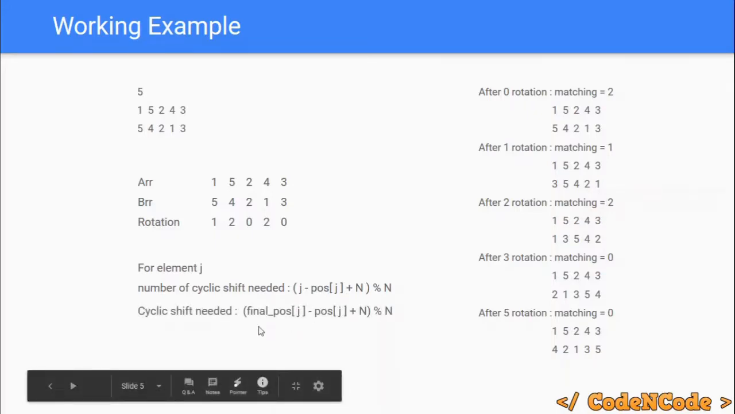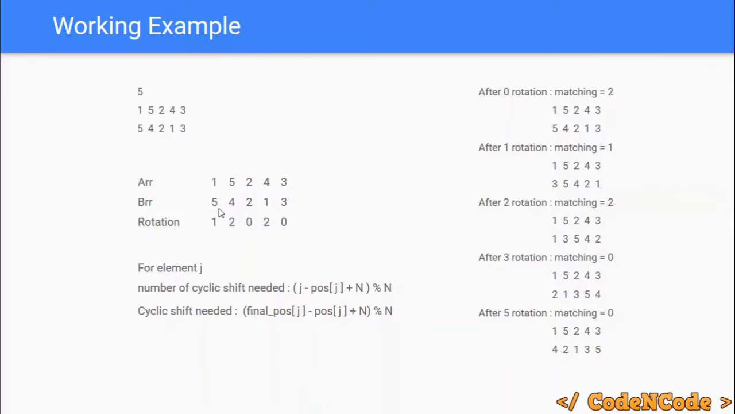So if you are talking about the jth element, for example 5, after how many cyclic rotations would 5 be on its correct position? The answer is the final position of 5, which is supposed to be 2, right? So 2 minus the current position of 5, which is 1. So the final position is from array A, the current position is from array B, because this array would be rotated, so 5 would be coming to here.